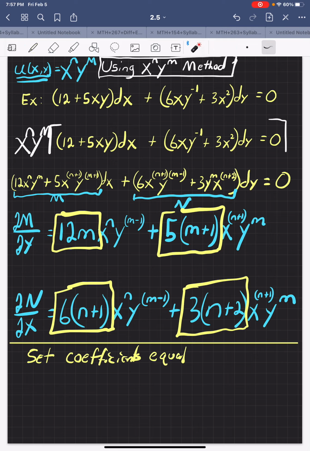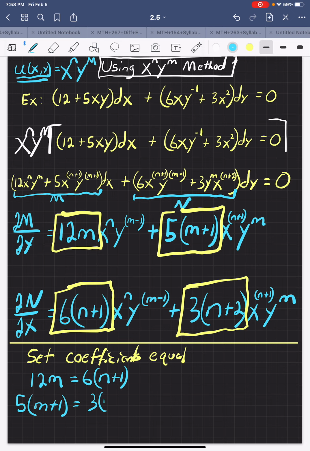All right, let's just make sure we set the dx's equal to dx's and the dy's equal to the dy's. And we'll go ahead and do that right now. So that's going to end up looking like 12m equals 6 times n plus 1. And then we're going to have 5m plus 1 is equal to 3n plus 2. Okay.